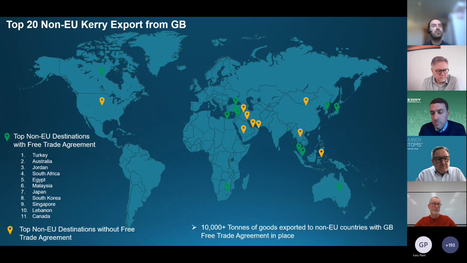The second slide is from a rest of world perspective. The difference between the green and the orange flags denotes where we actually do have a free trade agreement in place versus the orange ones where we're still waiting with bated breath to get one. So we do trade a lot with the USA and with China, just as examples. Free trade agreements with those would be excellent news for us. But this does detail the key point that we trade with Turkey, Australia, Jordan, and so on. You see a list down there in the bottom left-hand side. Volumes are large, so 10,000 plus tons of goods exported to non-EU countries.